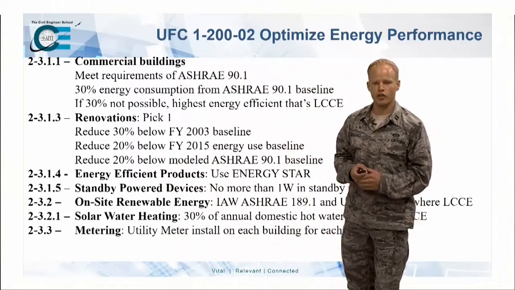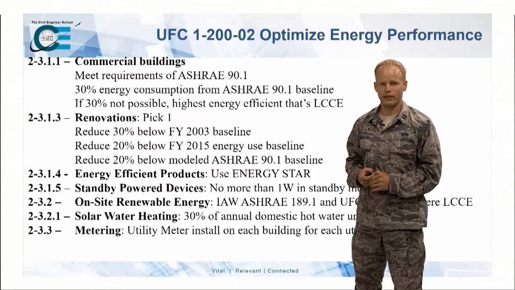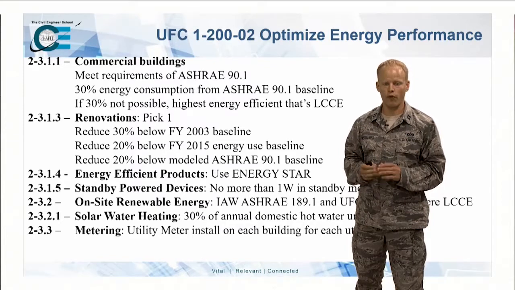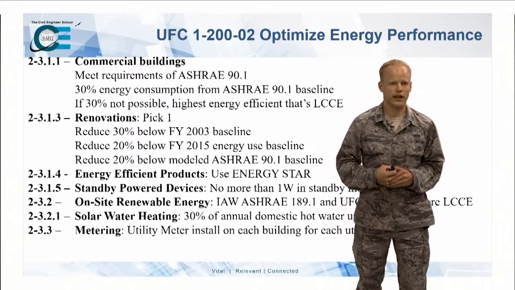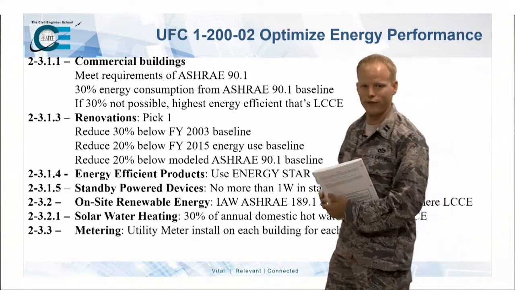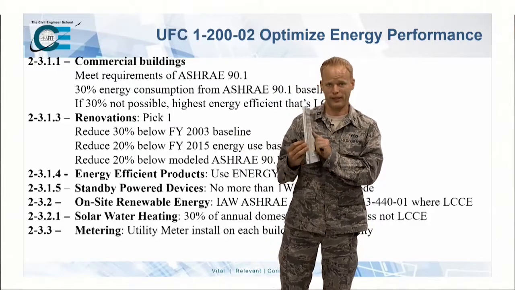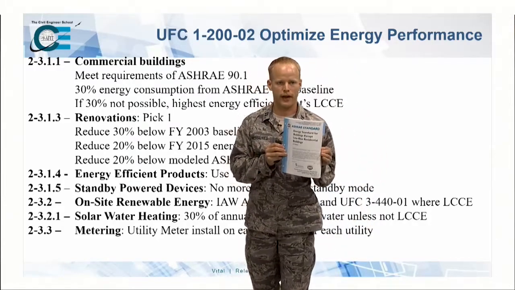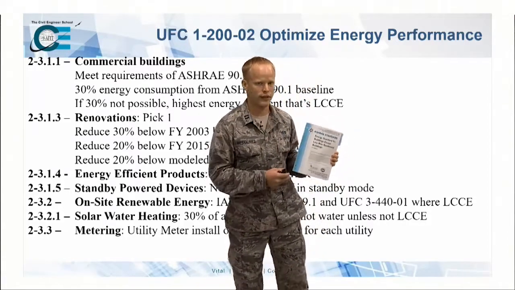We're focusing on commercial buildings. There is guidelines for residential, but those basically say follow a different standard, but we'll focus on the commercial buildings. So meet the requirements of ASHRAE 90.1. 30% energy consumption from the ASHRAE 90.1 baseline. And if not possible, highest energy efficient that's life cycle cost effective. So this is ASHRAE 90.1. This is probably the thickest standard that I have. And it has all of these requirements listed out. So there are things in here that are required for you to do, and a lot of energy efficiency things that we need to do in here.